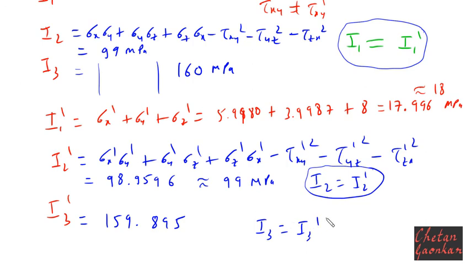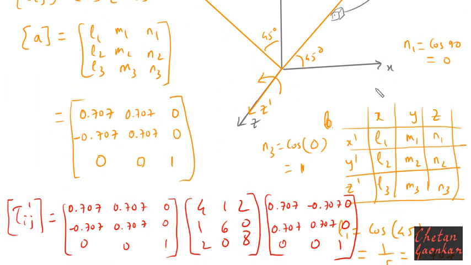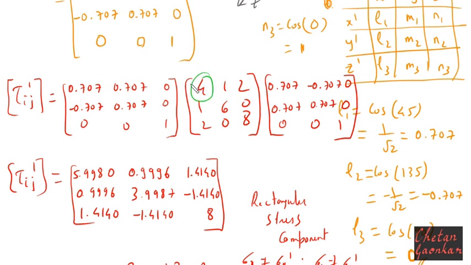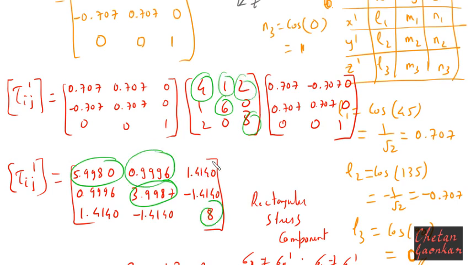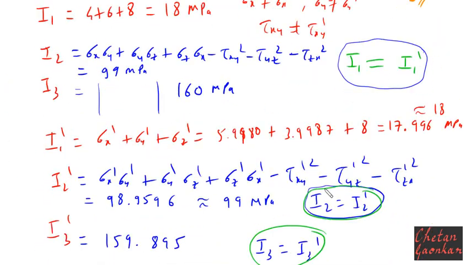So this is what we have been studying till now, that the stress invariants will remain the same irrespective of the frame of reference, but the individual values of sigma x may change, sigma y may change, sigma z may change, similarly tau xy may change, tau xz may change, tau yz may change, and so on, but the stress invariants will remain the same.